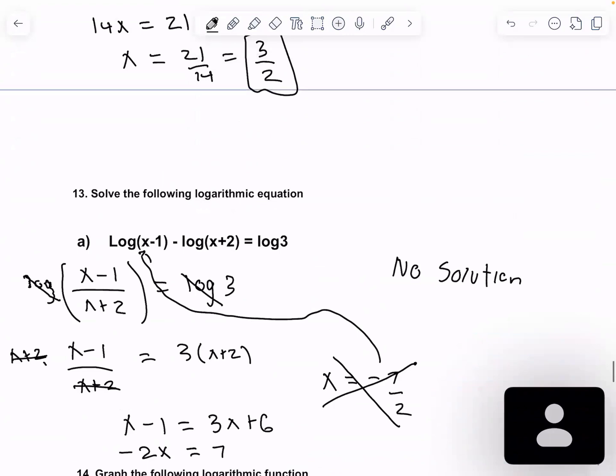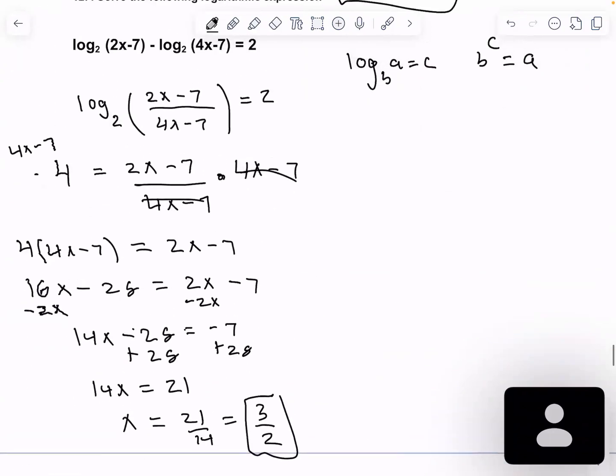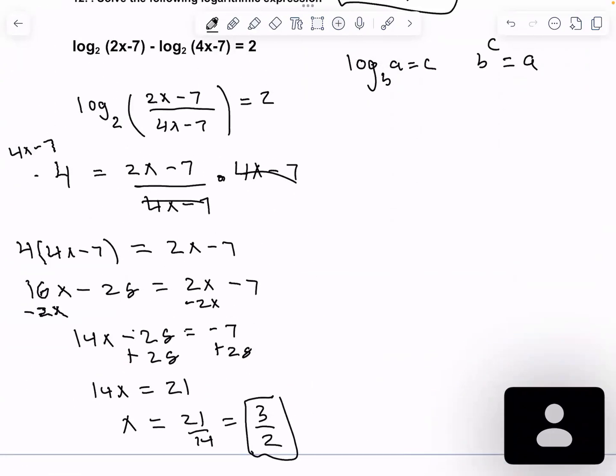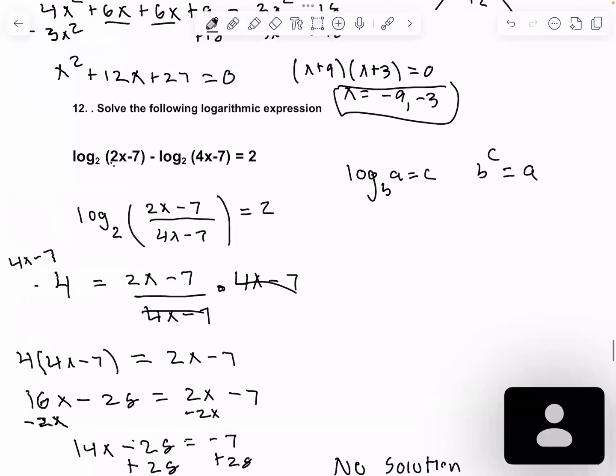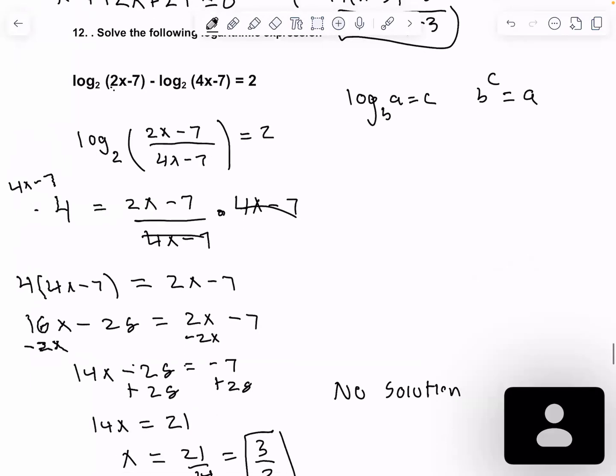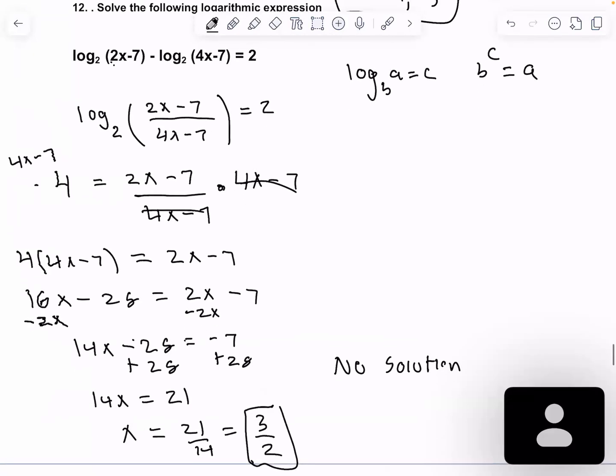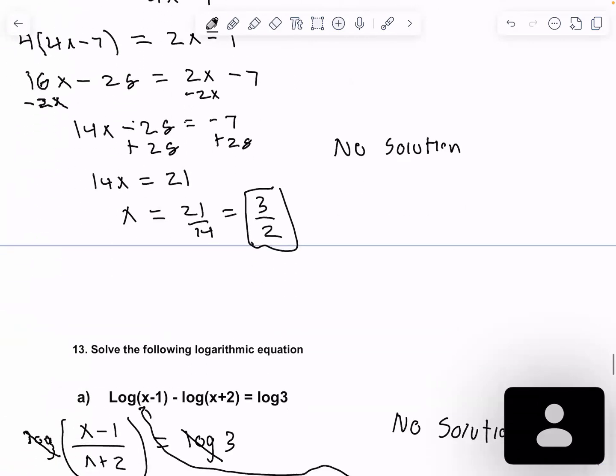Okay, now I should go and double check my solutions up here and make sure we don't get a negative. Okay, so if I plug in 3/2 into here, I would get 3 minus 7. This would also be a negative. So actually, this has no solution. Because when you plug it in, you get a negative. So it looks like it has a solution, but it doesn't. Because when I plug in 3/2 here, I would get 3 minus 7, which is negative. So that's another one with no solution.